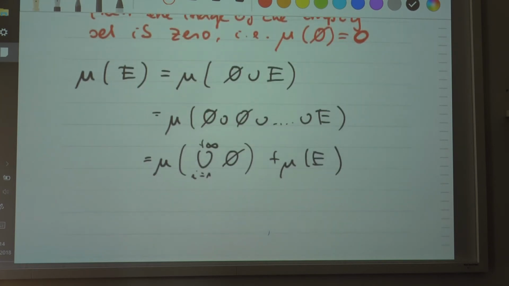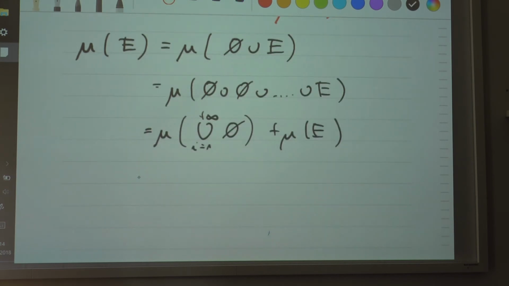And this is only finite, okay? So you can see this here. This is only finite, right, if the image of the empty set is 0? This is only finite because, I mean, I make another statement here so you can see that clearly. So this will be the countable sum over i equal to 1 to plus infinity of the image of the empty set plus the image of E. Now this is only finite.